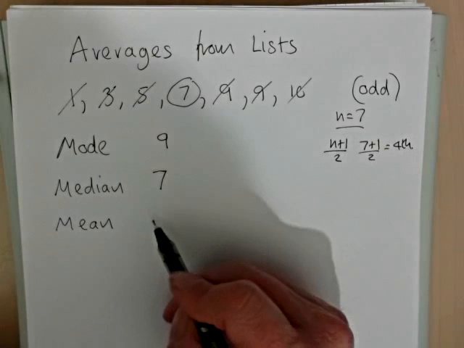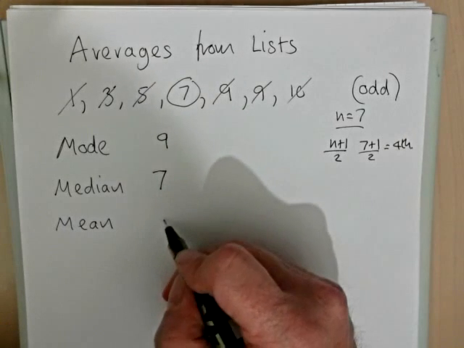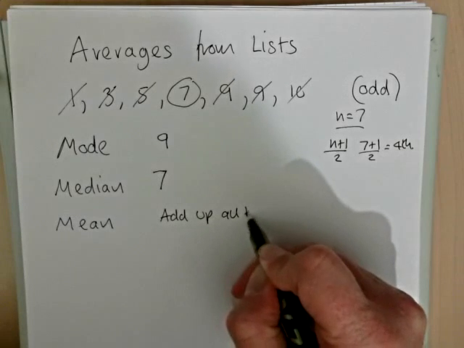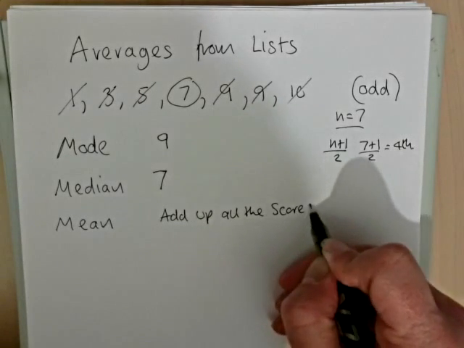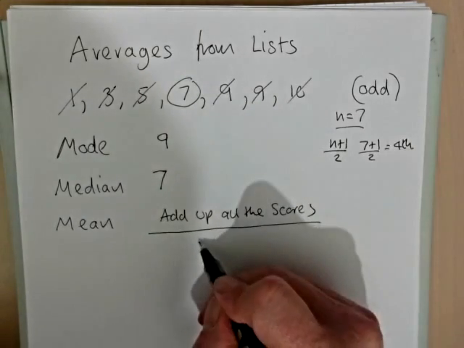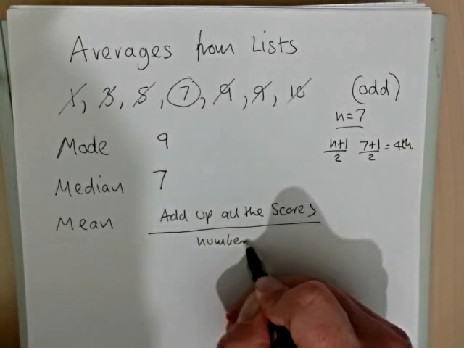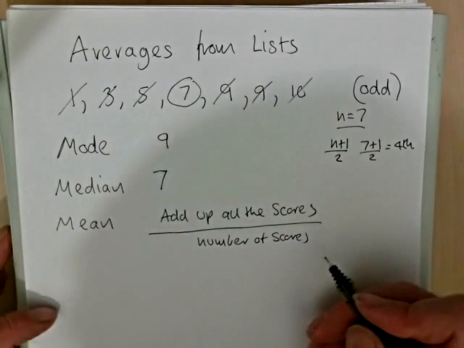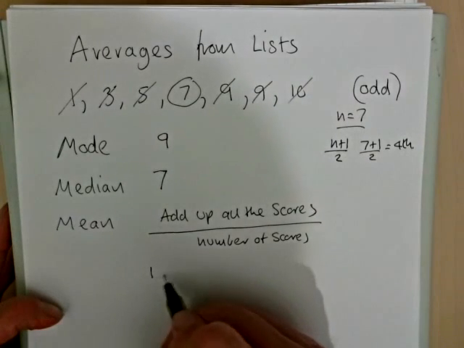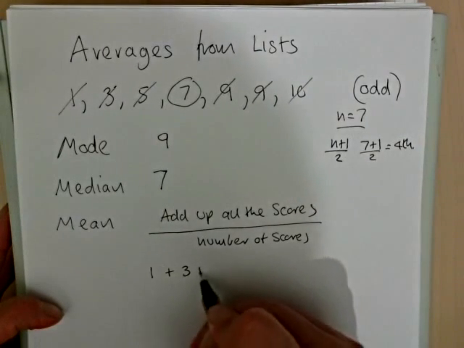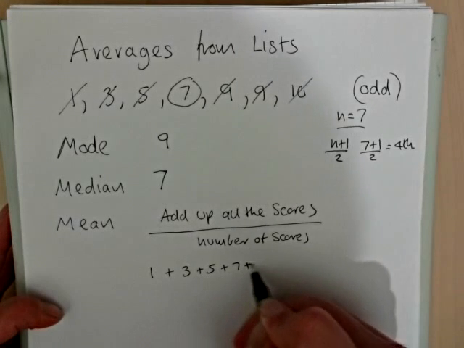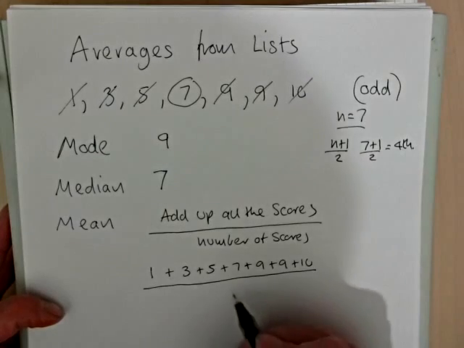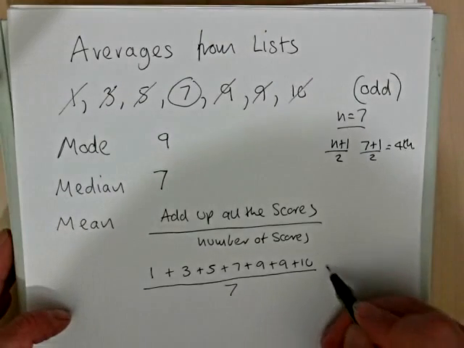Now the mean average: you have to add up all the scores and divide by the number of scores. In some cases you need a calculator to do this. This is fairly simple, so we'll try and do it without. So we've got 1 plus 3 plus 5 plus 7 plus 9 plus 9 plus 10, all divided by 7 because there are 7 numbers.